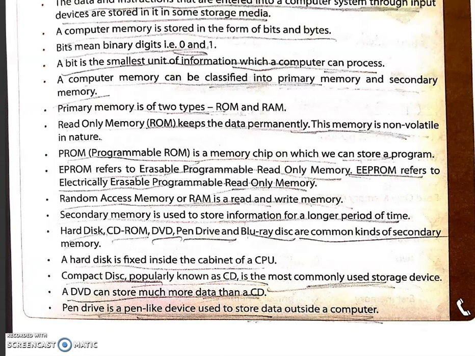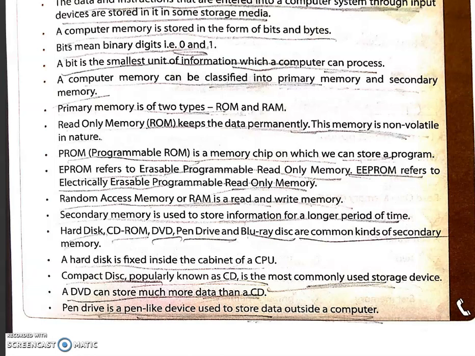Okay. Random access memory, or RAM, is a read and write memory. So RAM is a volatile memory. If you do not save the information which you have written on RAM, then it will get erased if the computer is switched off. Secondary memory is used to store information for a longer period of time. Hard disk, CD-ROM, DVD, pen drive, and Blu-ray disc are common kinds of secondary memory.